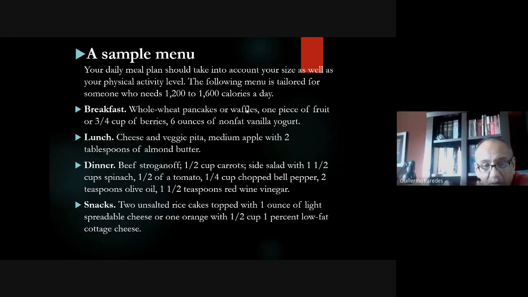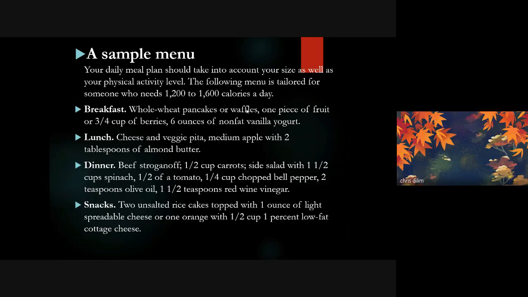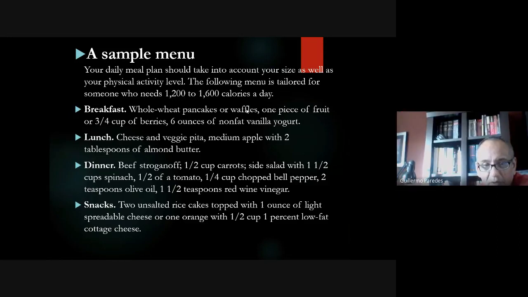Oh, but in dinner, what do you have? The stroganoff. Yeah, that is something, right? Do you know how to do a stroganoff? No, I do not. Yeah, well, someday we can do it. A stroganoff is very nice. Half a cup of carrots, side salad with 1.5 cups of spinach, basically minerals, vitamins, we have fiber, tomato, vitamins again, fiber, a cup of chopped bell pepper, 2 tablespoons of olive oil, the fats, and 1 teaspoon of red wine vinegar.